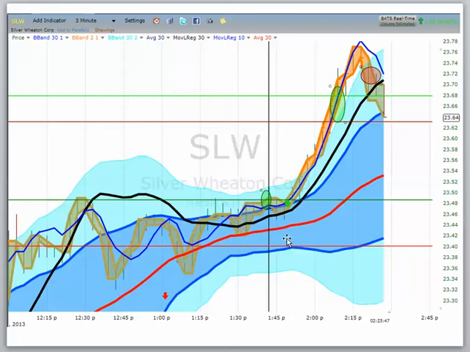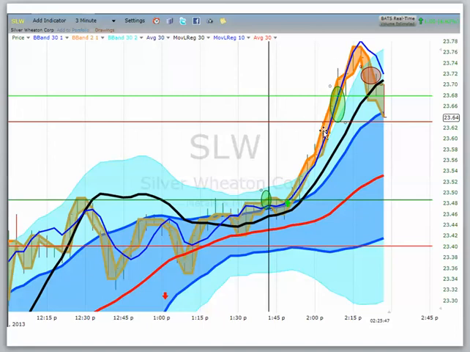So what we have here, just briefly, is 3-minute charts. Dark blue is a 30-period Bollinger Band plus or minus 1. The light blue is what we call the floodplain. That's the 30-period Bollinger Band plus or minus 2, with the Bollinger Band mean indicated in red. Thin blue is a 10-period moving linear regression, and the thick black is the 30-period moving linear regression.